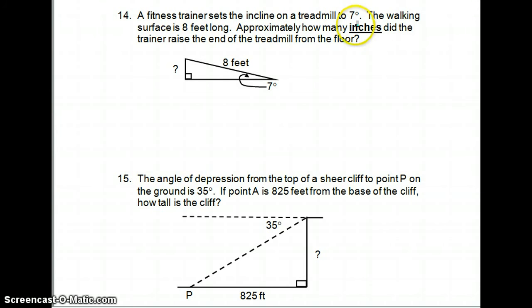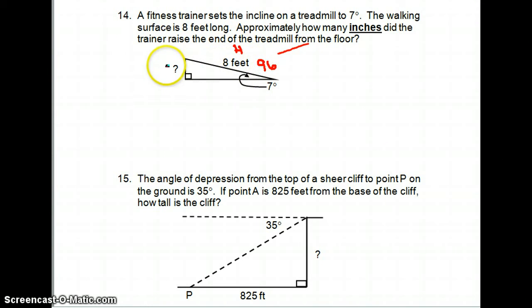Now, first of all, we've got inches here, and it's bolded. We've got feet over here. So if we're going to want our answer in inches, let's go ahead and change this to inches right away. Multiply 8 times 12, that gives us 96 inches. Now when we're done, we've got our answer. So this is the hypotenuse.